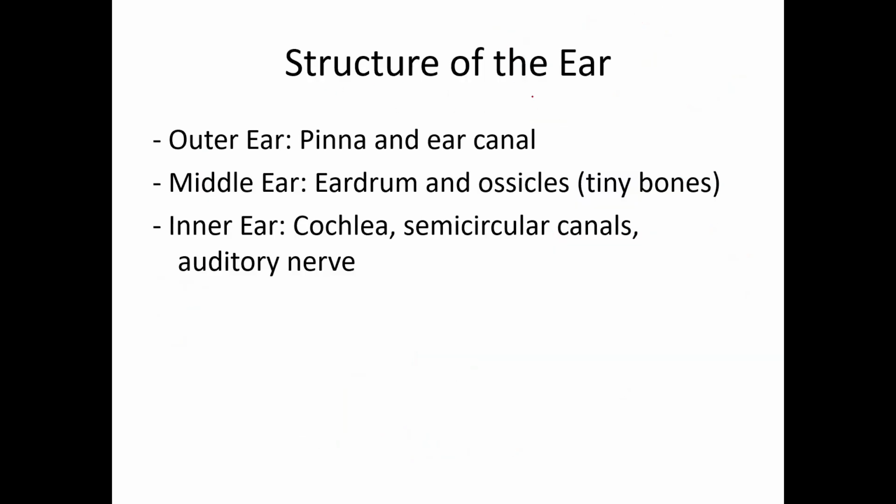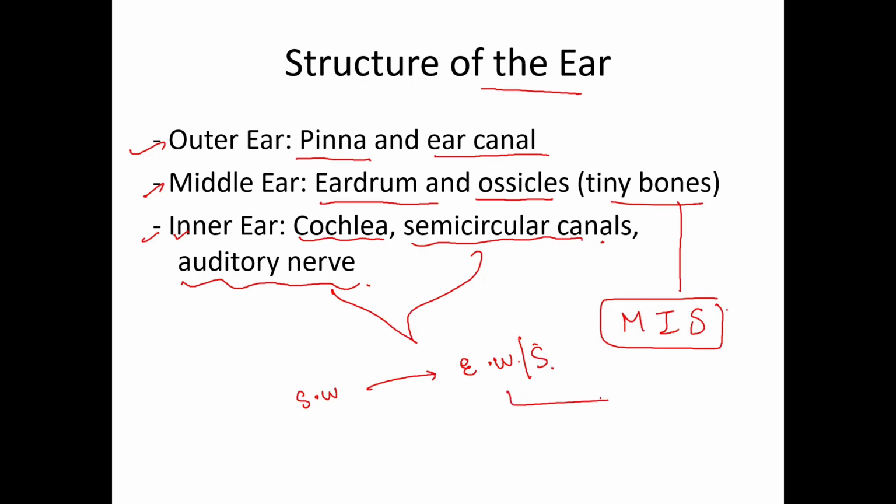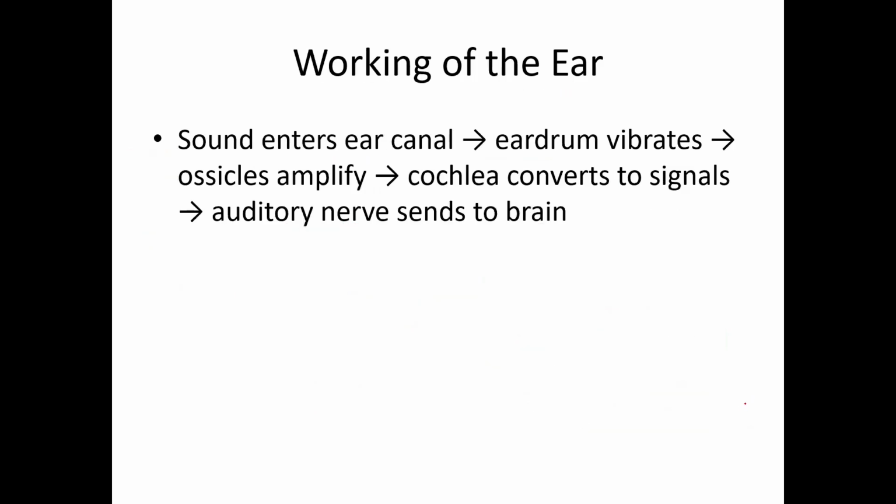Come on to the structure of the ear: outer, middle, and inner. The outer ear consists of the pinna and ear canal. The middle ear consists of the eardrum and ossicles, tiny bones which are malleus, incus, stapes. So you can remember by MIS. The inner ear has the cochlea, semicircular canal, and auditory nerve. All these three are helpful to convert sound waves into electrical signals, further sent to the brain, and the brain is able to interpret and react.